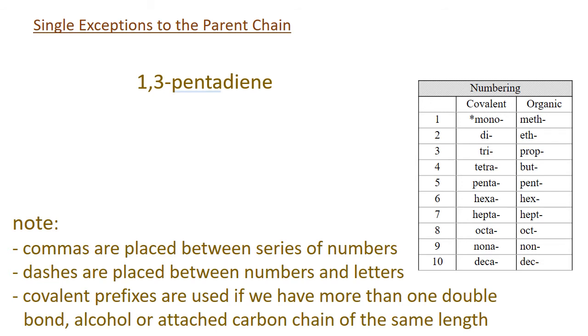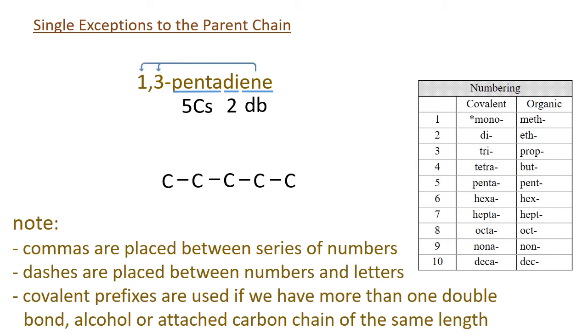So let's look at this name. Pent means 5, so I have 5 carbons, so I will draw out 5 carbons. Di means 2. And ene means double bond. So I have 5 carbons. There are 2 double bonds.